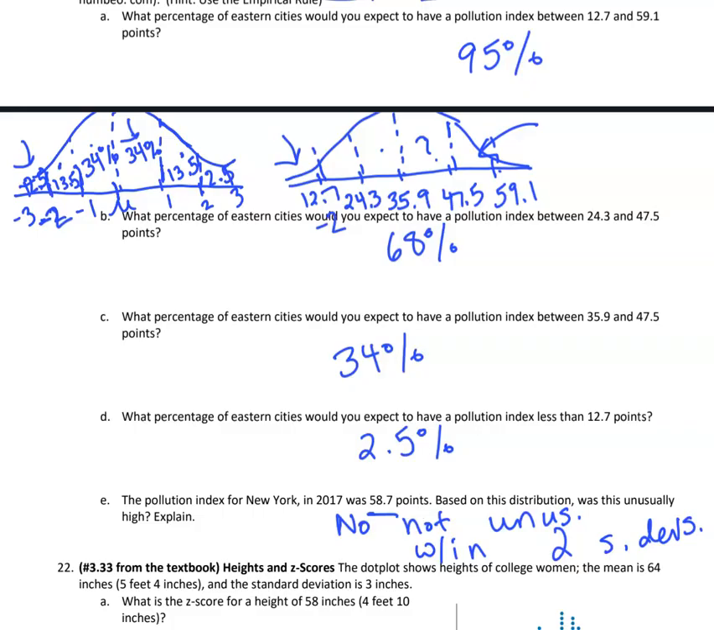Let's pretend instead of 58.7, they had asked about 60.3. Would that have been unusual? Yes, it would have, because that would have been past 59.1, which was 2 standard deviations above the mean.